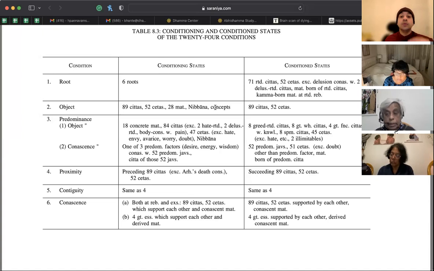Right? 52, 89 chittas and 52 chetasikas. In taking the object, we can take one of the 89 chittas and the 52 chetasikas, 28 rupas, Nibbana, and all concepts as object, which is essentially what an object is. Right? In a manodvara vajana chittaviti, a mind or a mental process, we see the taking of a mental phenomena as object.